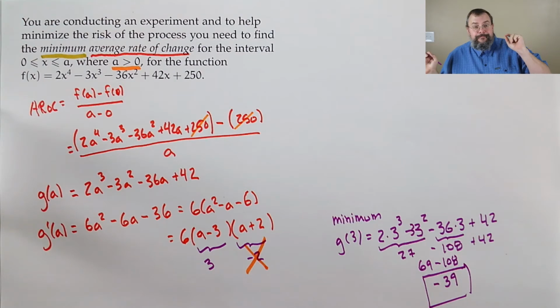We should be careful. We haven't shown it's actually a minimum yet. So let's just quickly check that it's a minimum. And how do we do that? Well, to check that it's a minimum, we'll go ahead and do a quick second derivative test.